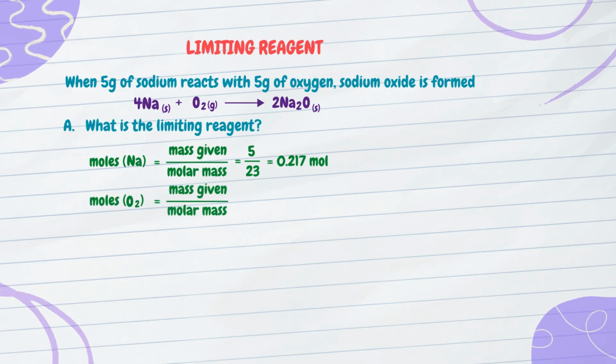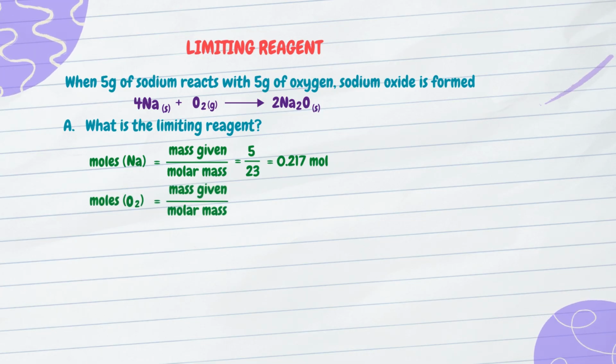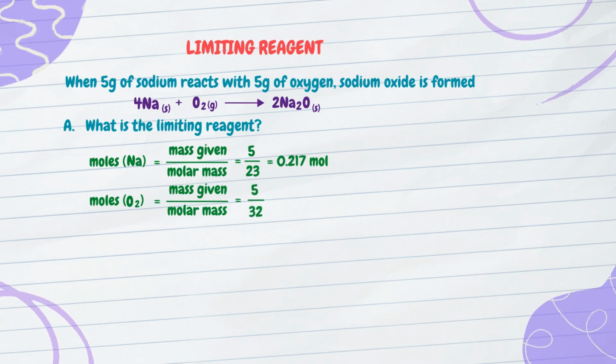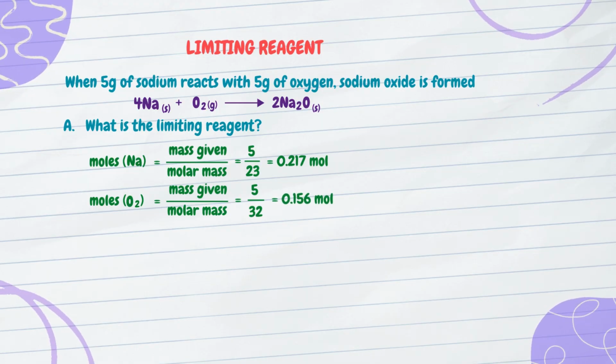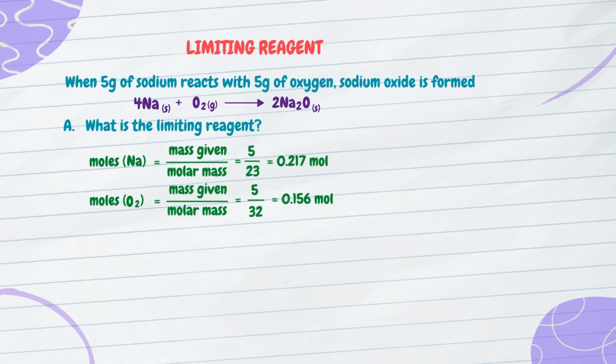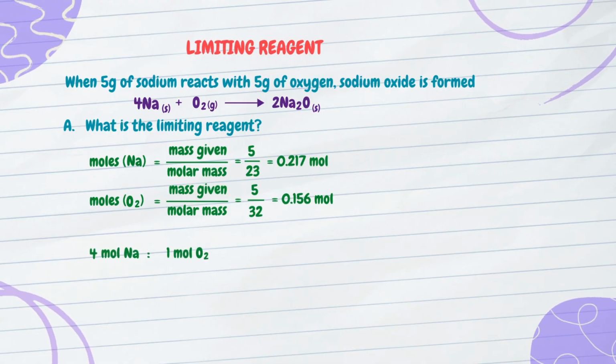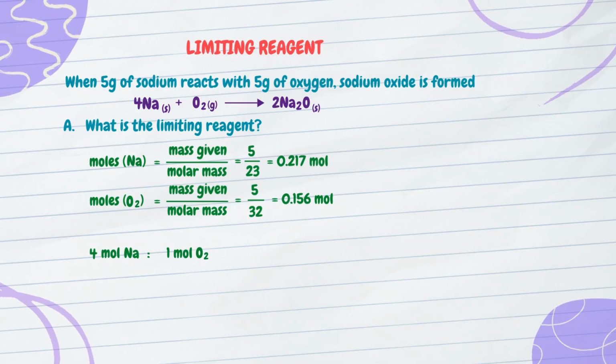The moles of oxygen is equal to mass given over molar mass of oxygen. The mass given is 5 grams. The molar mass of oxygen is 32. 5 over 32 gives 0.156 moles. According to the balanced chemical equation, 4 moles of sodium use 1 mole of oxygen. Then the mole ratio of sodium to oxygen is 4 to 1.